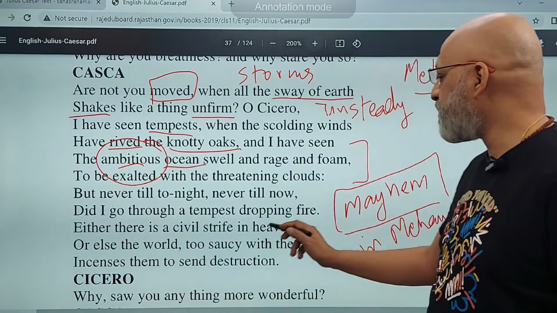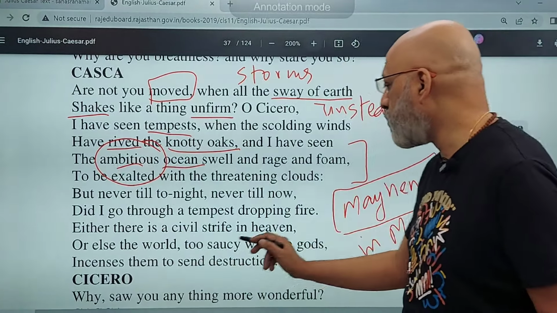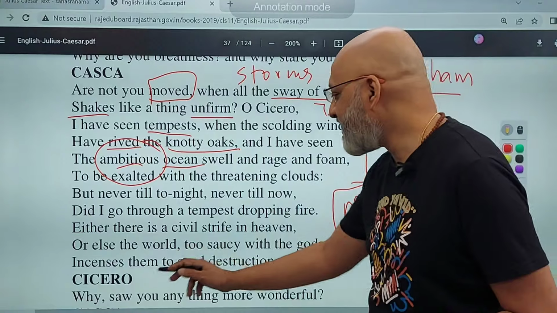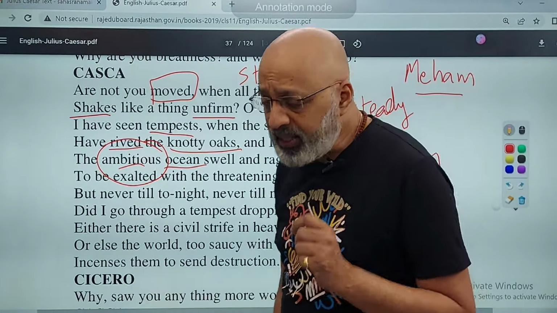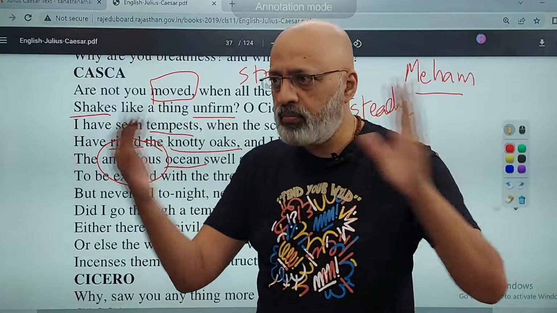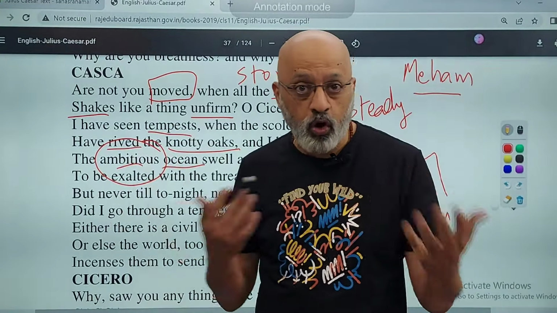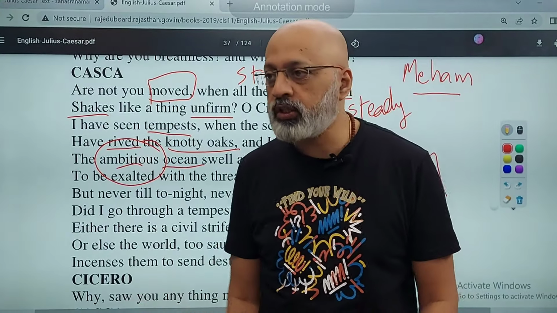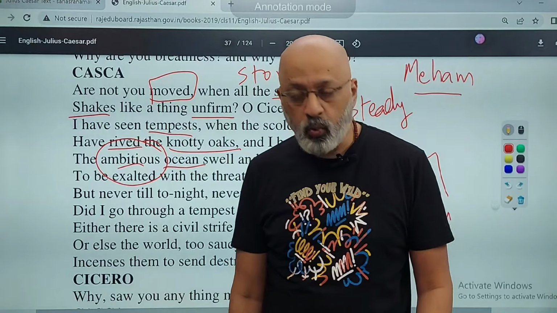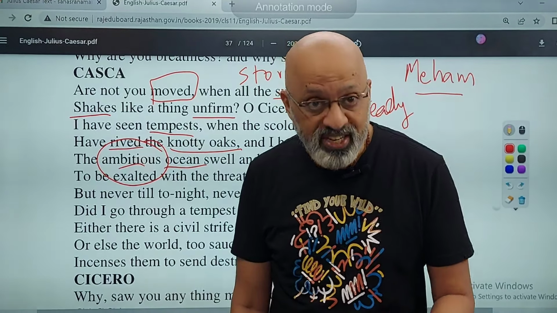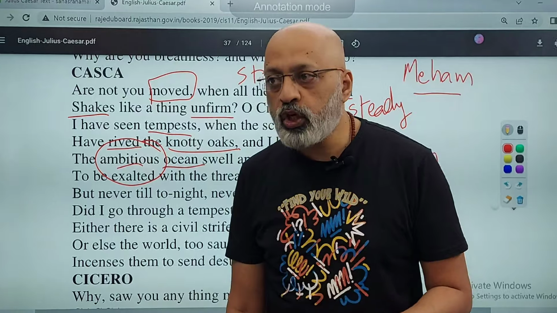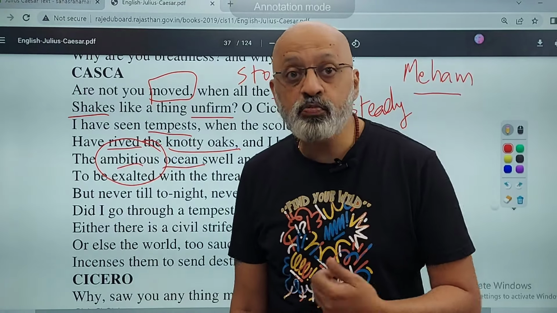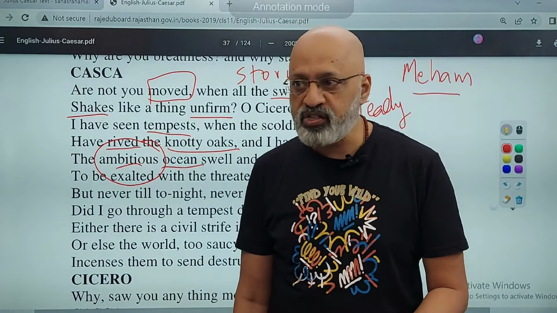So either there is a civil strife in heaven, or else the world, too saucy with the gods, incenses them to send destruction. So either there is a civil war between the gods, or else the world is too disrespectful. Saucy means disrespectful towards the gods. Incenses means provokes them to send destruction.